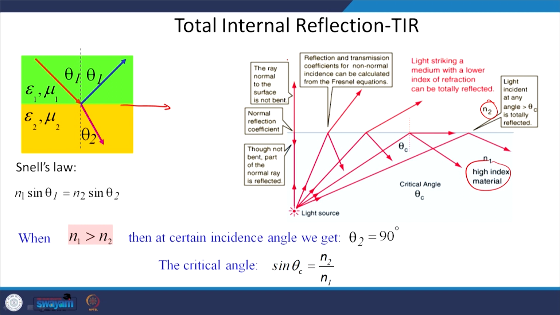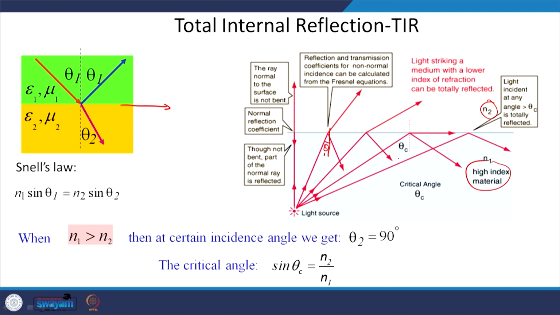So, it will go into the second medium at angle theta equal to 0 to the interface. Now, if it goes at some angle, say theta 1, then a part of it will get reflected into the same medium, and a small part will go into the other medium. That is, reflection and refraction both happen there.